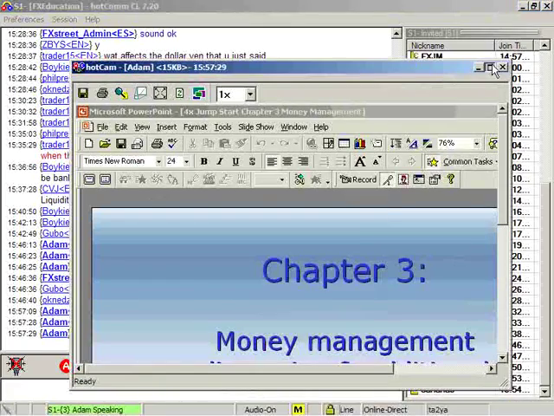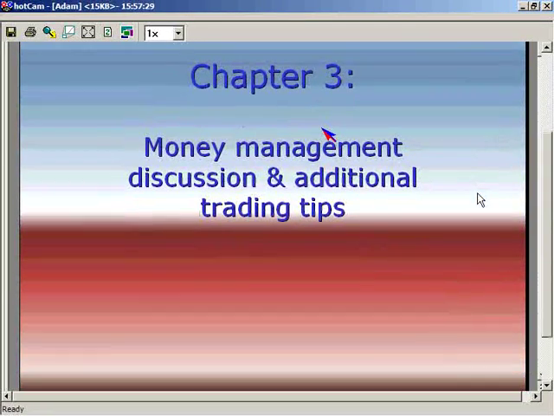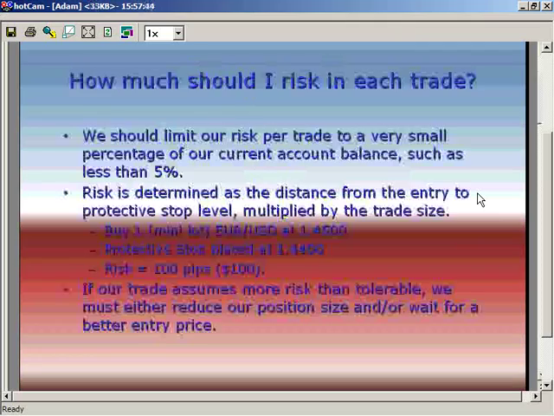Money management. Please let me know if you cannot see this. It should say Chapter 3, Money Management Discussion and Additional Trading Tips. Now, how much do we buy?